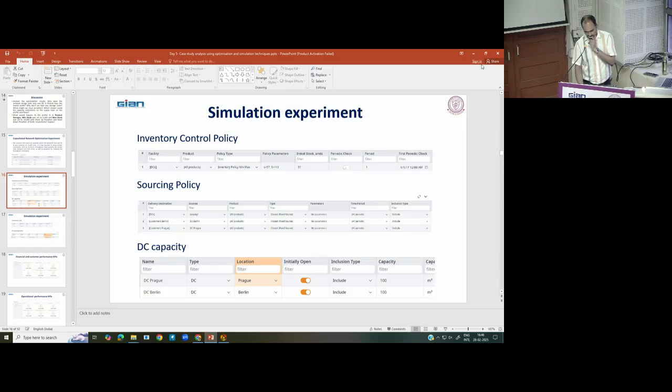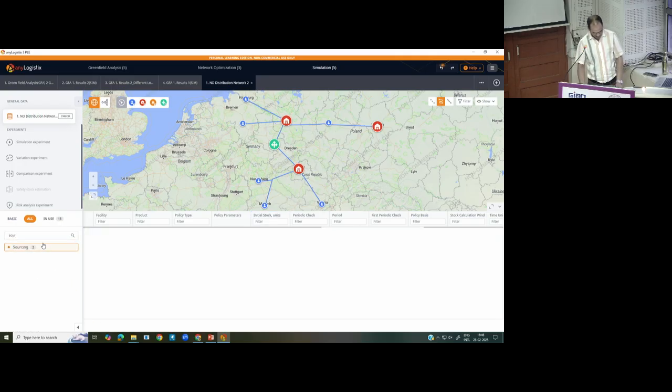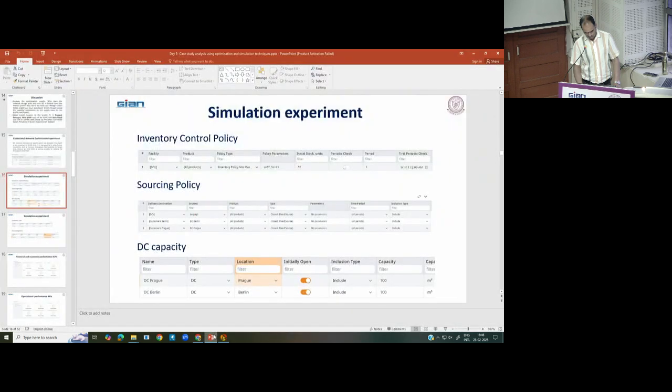Sourcing policy, closest fixed source. So from Leipzig supplier to DC, all products. So we are saying closest fixed source. Am I right? For both cases, closest fixed source. Yes, customer TC flag. Okay.